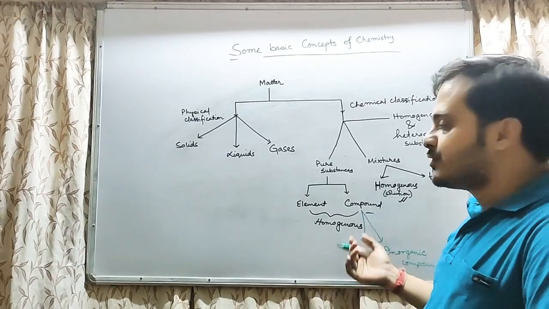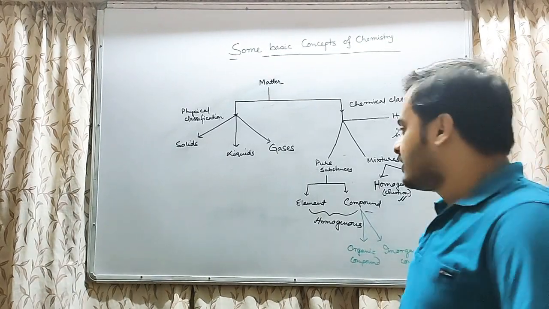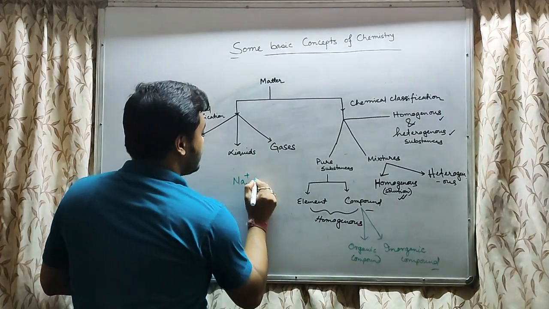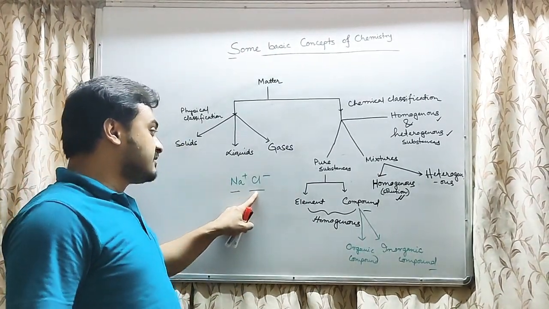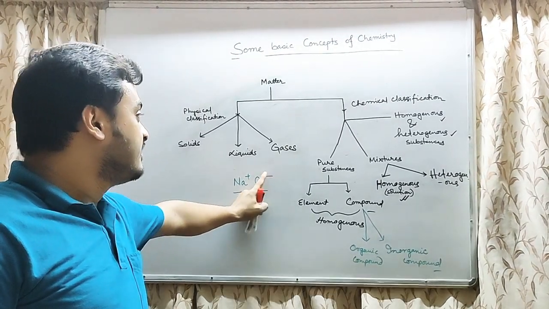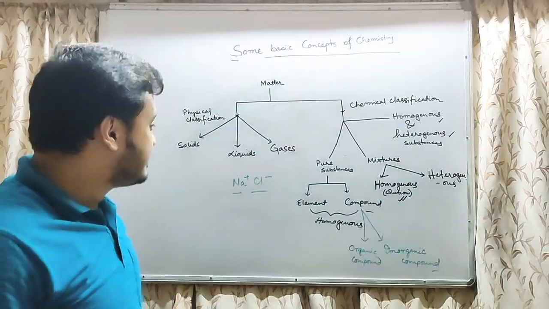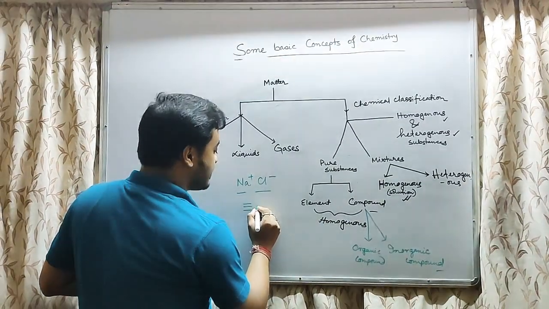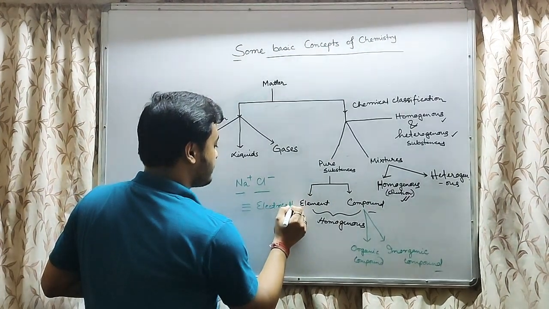For example, if we consider sodium chloride, it is an inorganic compound. Why is this an inorganic compound? Because this compound has two ions, and hence these are termed as ionic compounds. One is the positive ion, the other one is the negative ion, and in order to maintain electrical neutrality, these positive and negative ions are close packed in the lattice, and their charges balance each other. Hence the inorganic compounds, that is the salts, are generally electrically neutral.